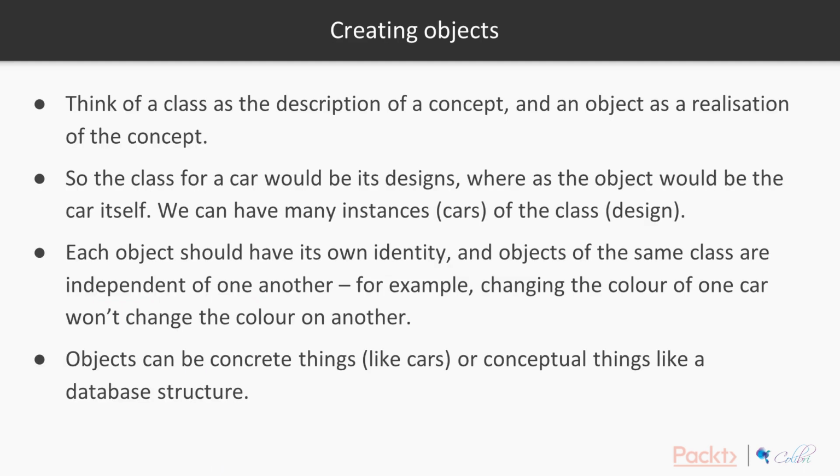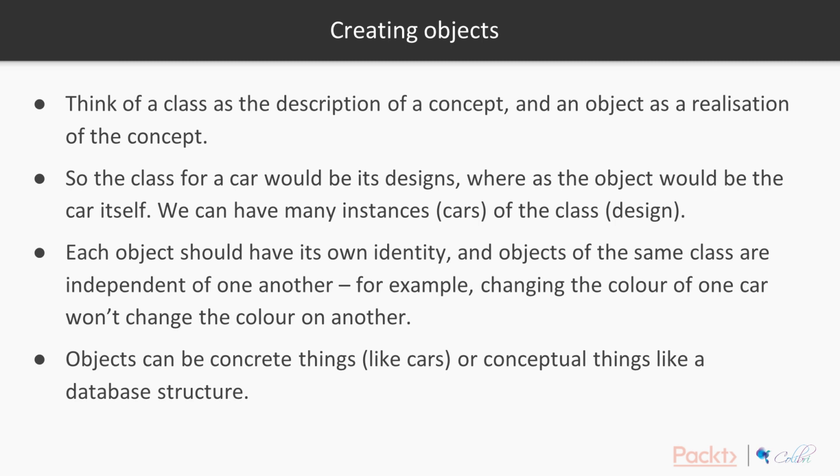So when we're creating objects, think of a class as the description for a concept and an object as the realization of that concept. So the class of a car would be its design, whereas the object would be the car itself. And of course, we can have many instances or cars of the class, which is the design. So think about Ford and the number of cars that they sell. They only have to design one Ford Fiesta, but they can sell hundreds of thousands or millions of them. So the design is the class, and the car itself is the object.